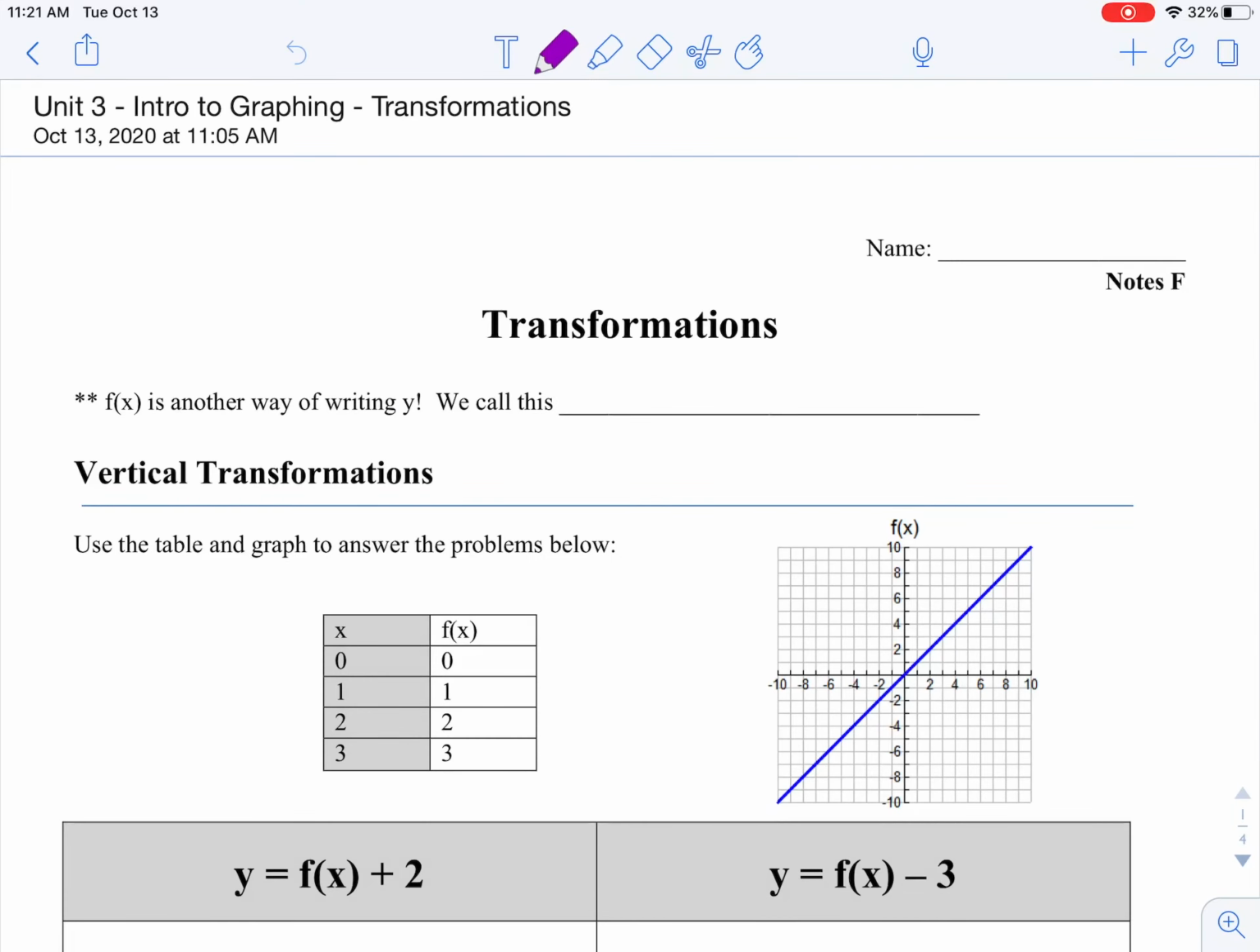Okay, so here we are. Today we're going to talk about transformations. So for transformations, again, we're working in that unit 3, which is intro to graphing.